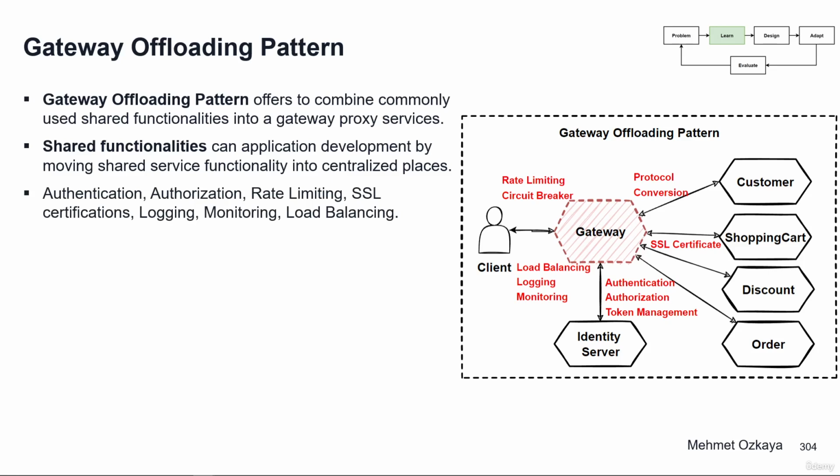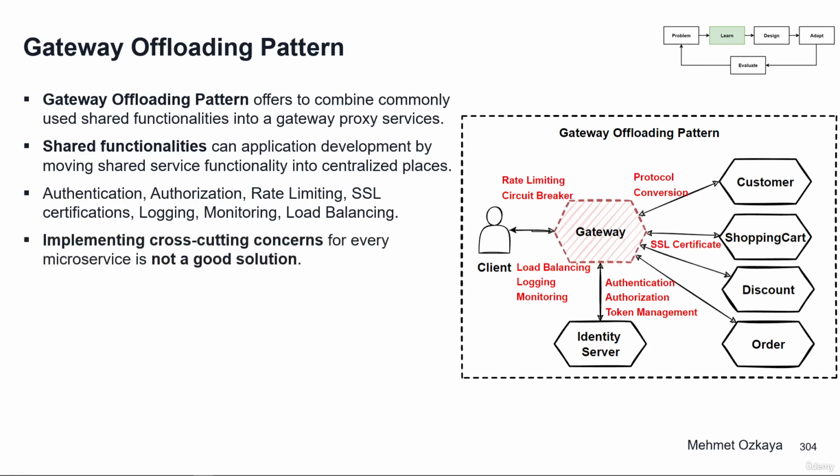In microservices, examples of commonly used shared functionalities are cross-cutting concerns, which are authentication, authorization, rate limiting, SSL certification, logging, monitoring, load balancing, and so on. So implementing all these cross-cutting concerns for every microservice is not a good solution. It is good to assign these cross-cutting concern tasks to centralized places.